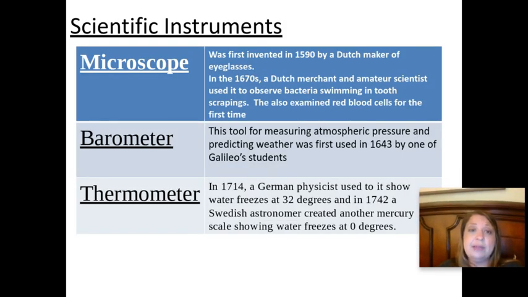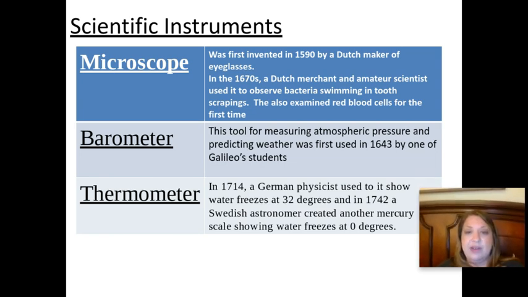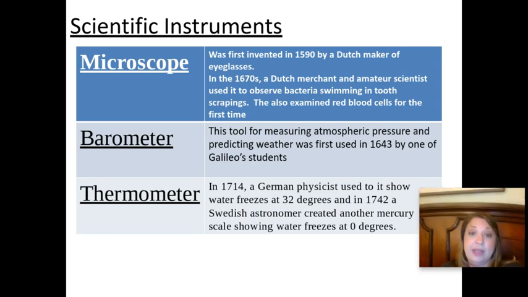Okay, some scientific instruments. The microscope, first invented in 1590 by a Dutch maker of eyeglasses. And obviously, this is going to be used to do scientific experiments so that we can see things that we wouldn't be able to see with the naked eye. A barometer was invented in 1643 by one of Galileo's students himself. And the thermometer in 1714 was invented by a German physicist, used to show, obviously, the temperature of things, but more importantly, that water freezes at 32 degrees.